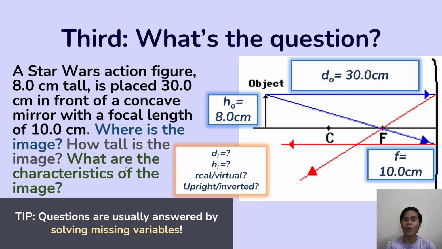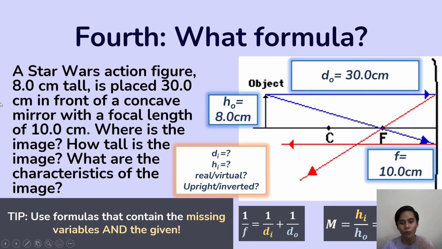And the third thing, what are the characteristics of the image? When we discussed image characteristics earlier, we were talking about whether they're real or virtual, whether they're upright or inverted, whether they're smaller or larger. So these are the questions that we need to ask. The smaller or larger will be answered by the ray diagram. All right. So fourth thing is we need to figure out what formulas to use to answer these questions. So the tip here is to use formulas that contain what is missing and what is given.